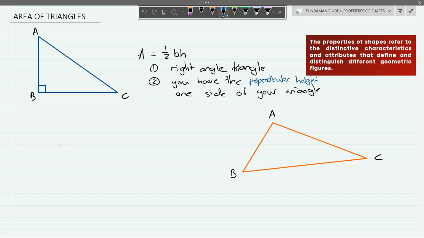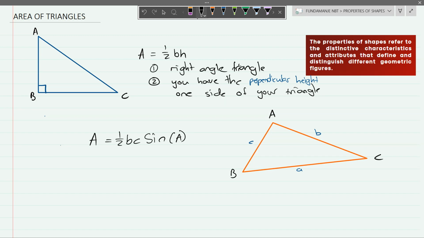But what happens if you're not given the perpendicular height? Then we come to this example. Remember the naming convention for a triangle, the opposite side to the corners, we give the small letter like that. Then at this point you should be familiar with this half BC sine A. This formula gives you the area of any triangle.